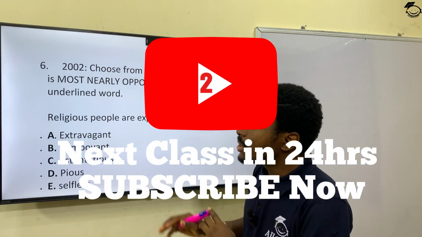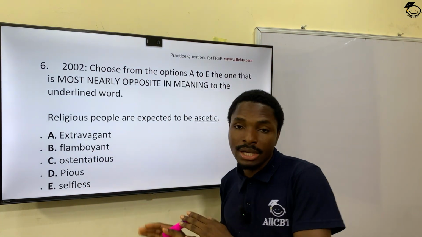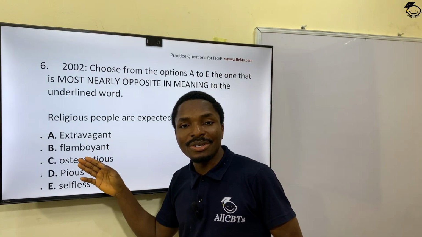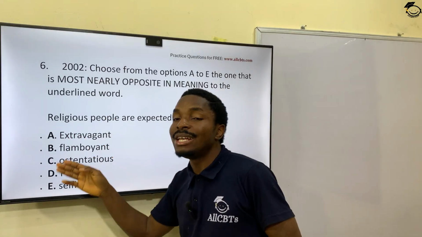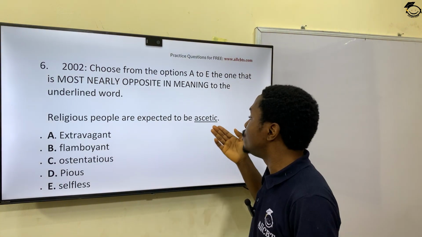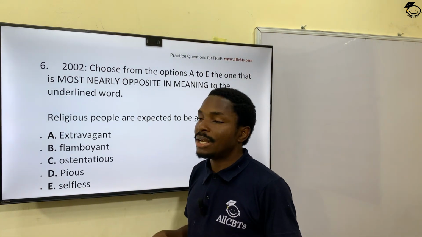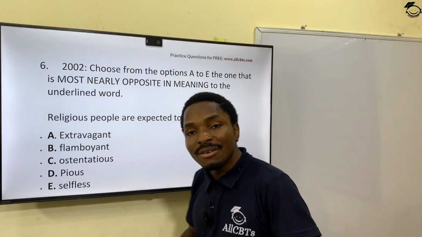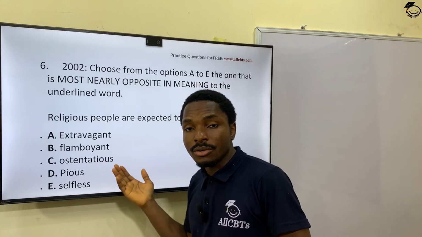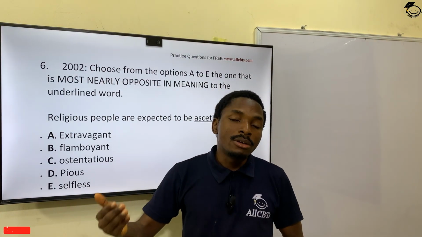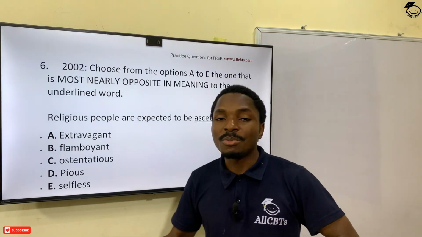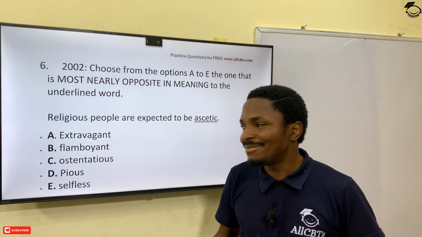Now, one of the challenges with words like this or grammar is that if you don't know the meaning of that word, how do you know what the most nearly opposite or the opposite of this word is if you don't know the meaning of this, right? So that's why you have to know a lot of words. And how can you know a lot of words? You can know by attempting, of course, past questions as this, reading a lot of novels and literature, and watching international movies. Those of you who specialize in Yoruba stuff.